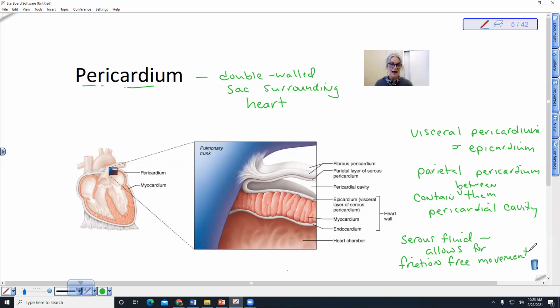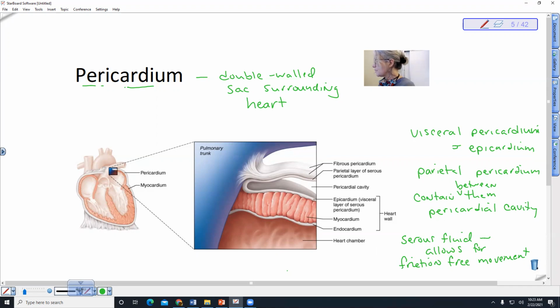Now, sometimes that can actually not work properly. So for example, you could have pericarditis, which is inflammation of the pericardium, and that could actually lead to not enough fluid in that pericardial space, and then the heart actually rubs. And so that is a problem, one problem, but another problem would be that you would just simply have too much fluid, and that actually causes another problem where there's excessive pressure on the heart.